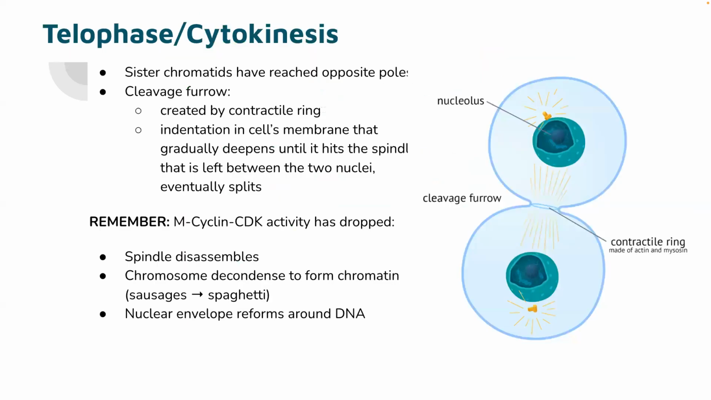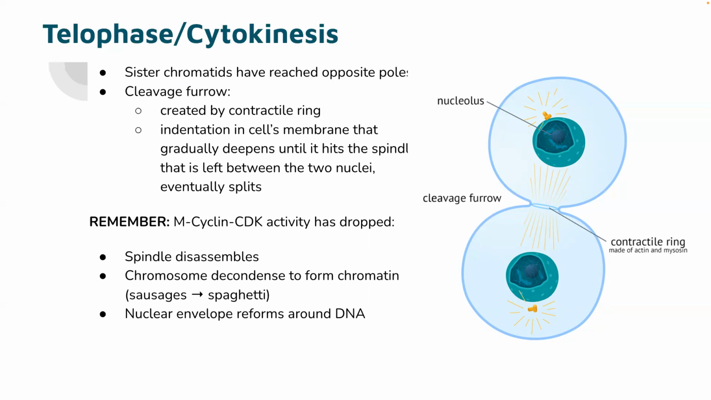So then lastly, we have telophase and cytokinesis. At this point, the sister chromatids are on opposite poles. And then you have a cleavage furrow, which is created by a contractile ring. It's an indentation in the cell membrane that gradually deepens until it hits the spindle that is left between the two nuclei, and then they eventually split.